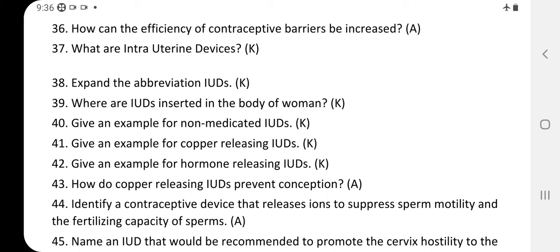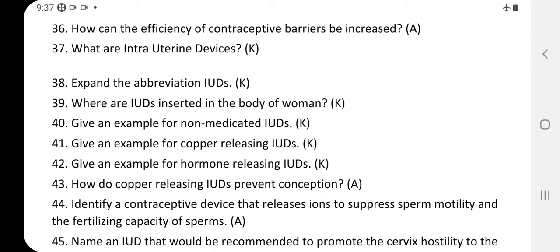It means the contraceptive barriers efficiency can be increased by using the spermicidal creams, jellies and foams along with the barriers. Next, 37th question. What are intrauterine devices? The intrauterine devices are inserted by doctors or expert nurses in the uterus through vagina.